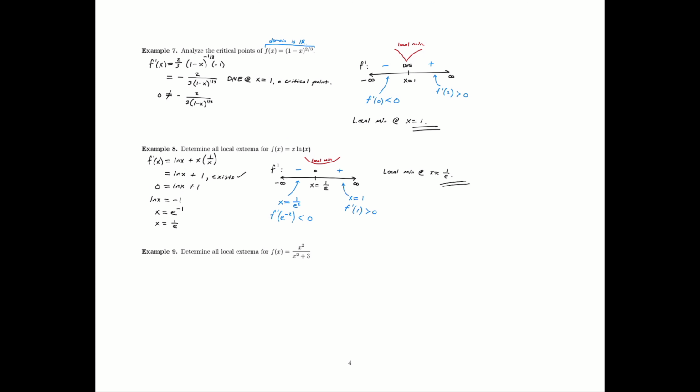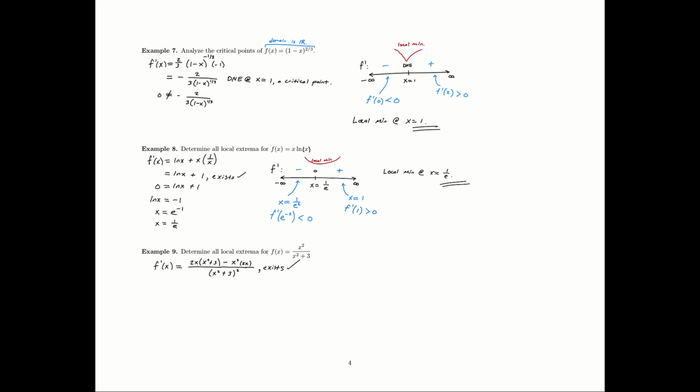Example 9, determine all local extrema for this function. So f prime of x, we'll use the quotient rule here. Derivative of the top times the bottom left alone minus the top times the derivative of the bottom, all over the bottom squared. Now, this derivative, we can't divide by 0 because no real number squared plus 3 equals 0. So I'm going to say exists.